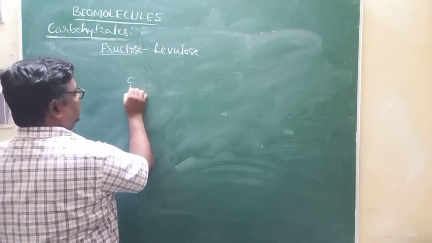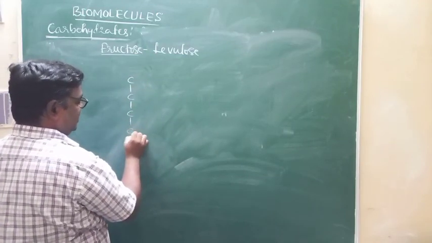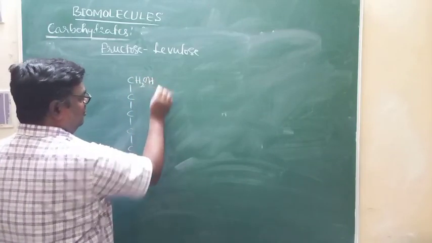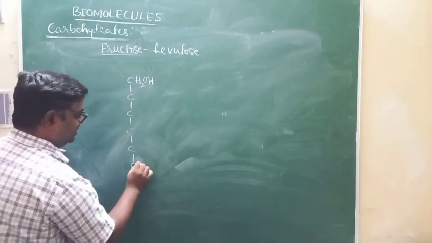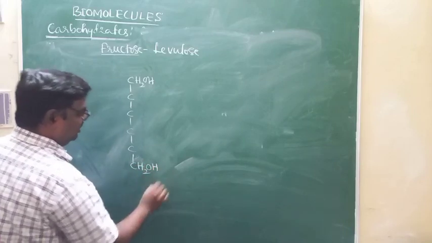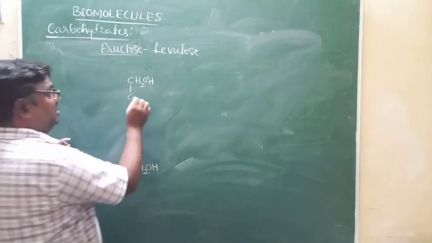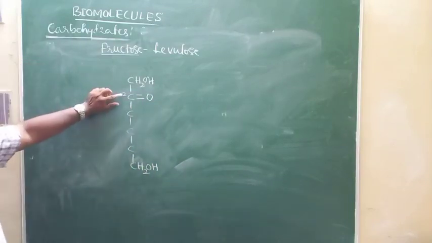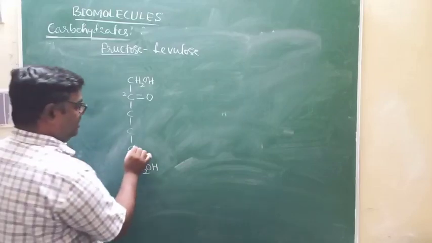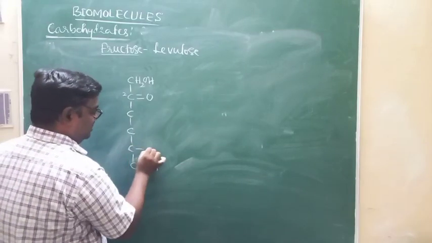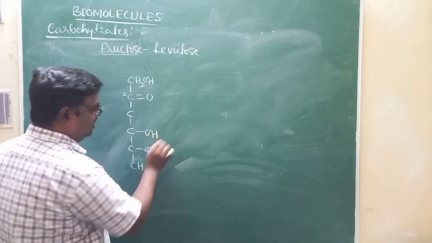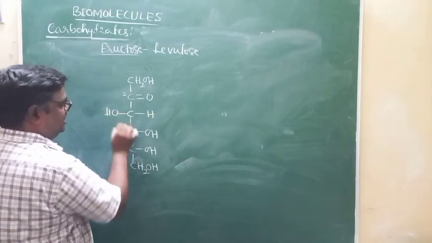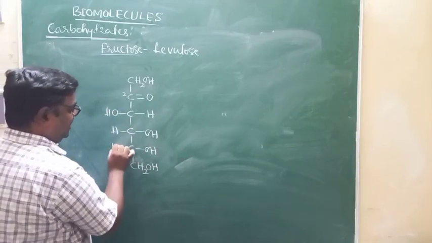As far as fructose is concerned, first you write the open chain structure. Fructose is characterized by 2 primary alcoholic groups at the terminal carbon atoms. The carbonyl group is at the second position. Remaining OH and OH are similar to those in the case of glucose. Next it will be H, here it is OH, this is H and it will be H.